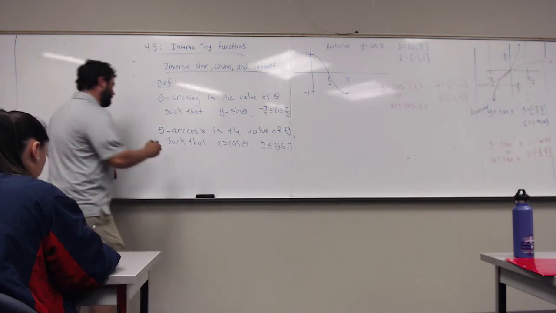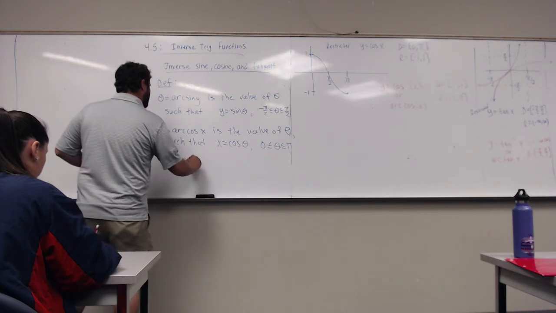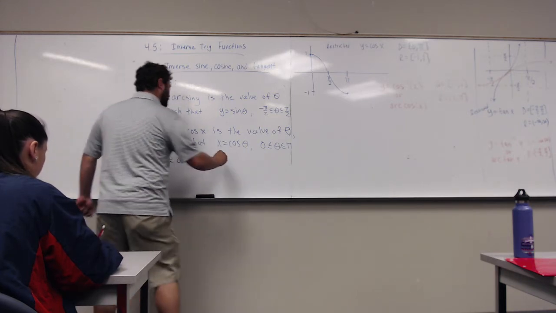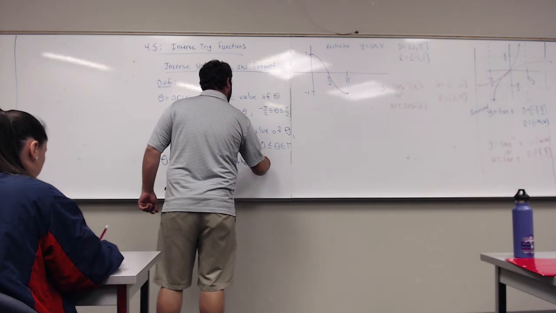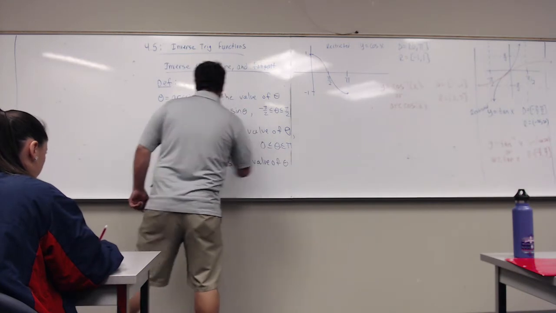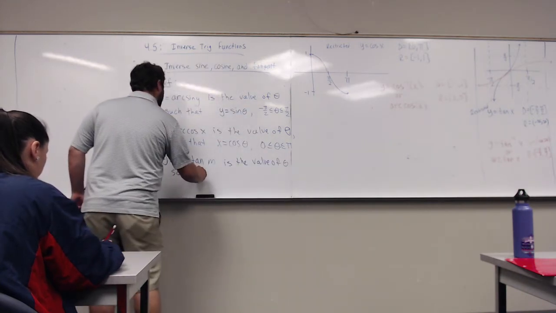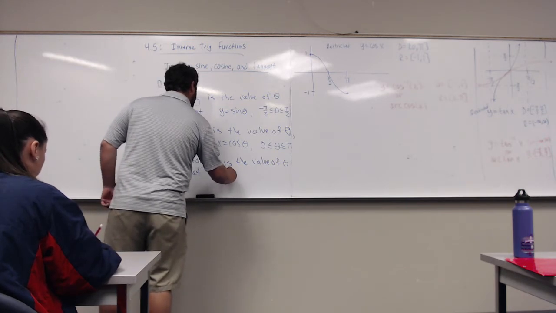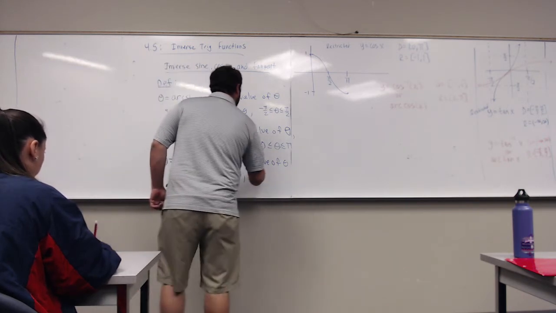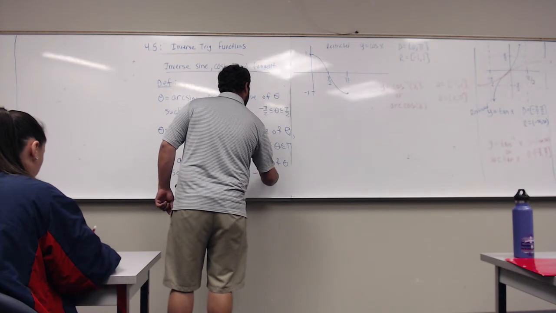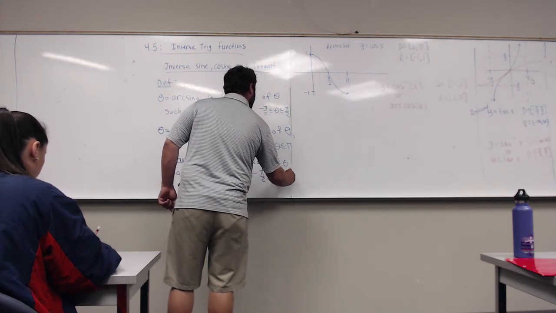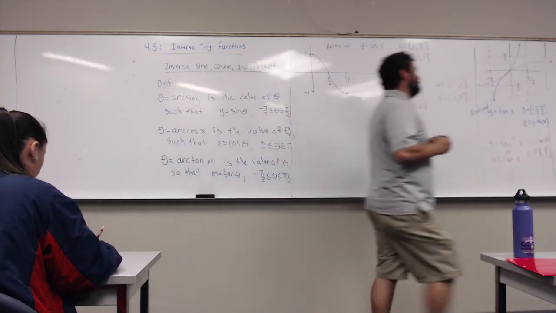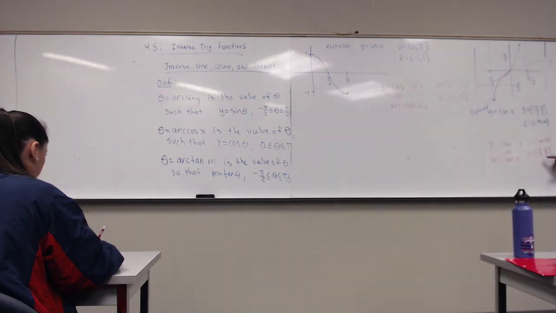And then finally, theta equals arctangent of m is the value of theta such that m is equal to tangent theta. And the angle, again, is going to be between minus pi over 2 and pi over 2, because that's the range of the arctangent function. The outputs are always angles between minus pi over 2 and pi over 2.